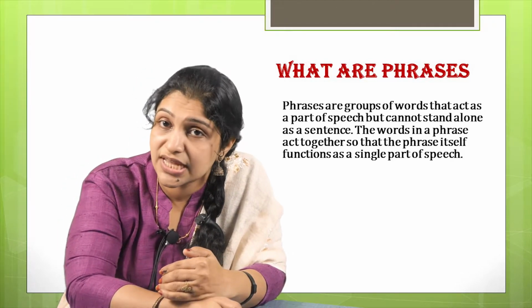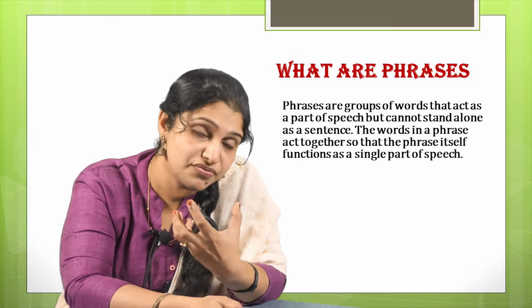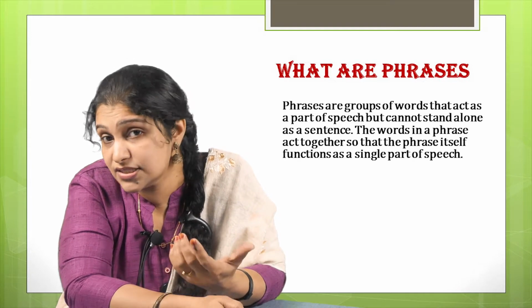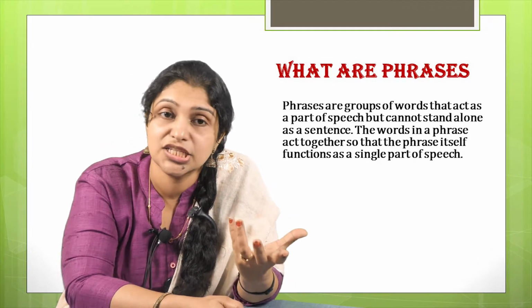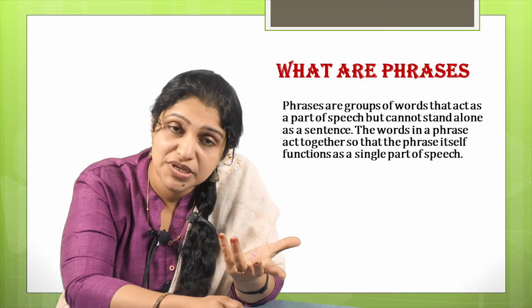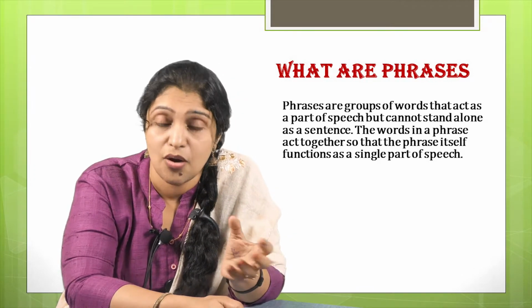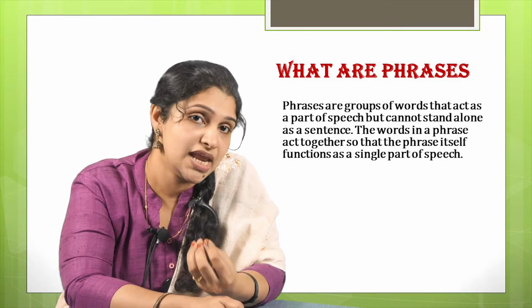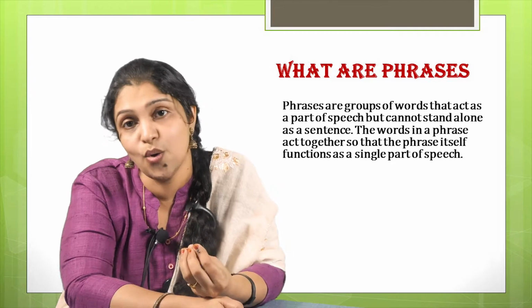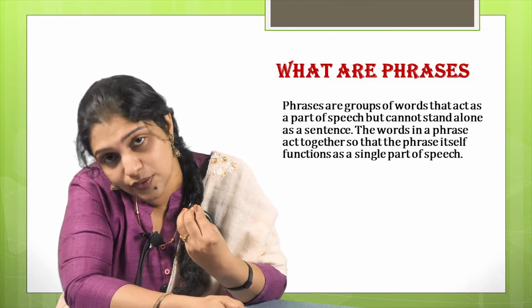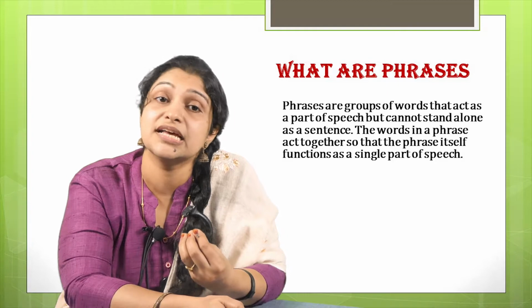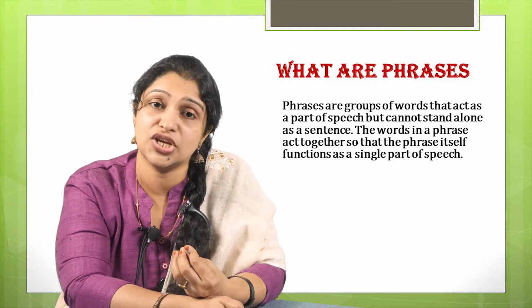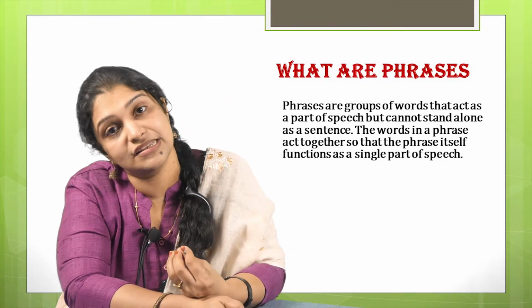The words in a phrase act together so that the phrase itself functions as a single part of speech. For example, they can function as nouns. A noun doesn't mean it should carry just one word; the same goes for a verb, an adjective, or an adverb. A group of words which have some meaning but cannot stand on their own as a sentence is called a phrase. A phrase can act as a noun, a verb, an adjective, and even an adverb.